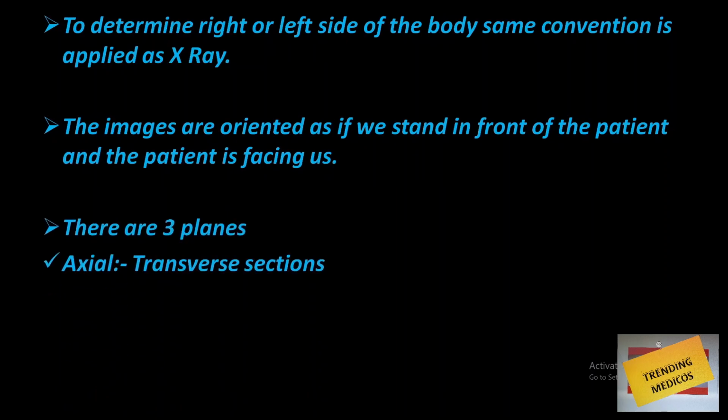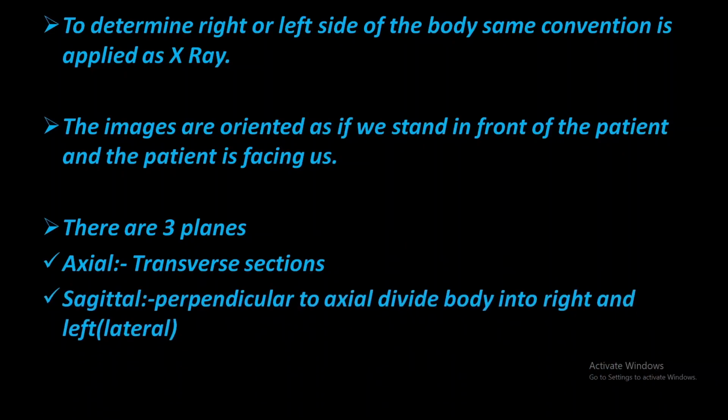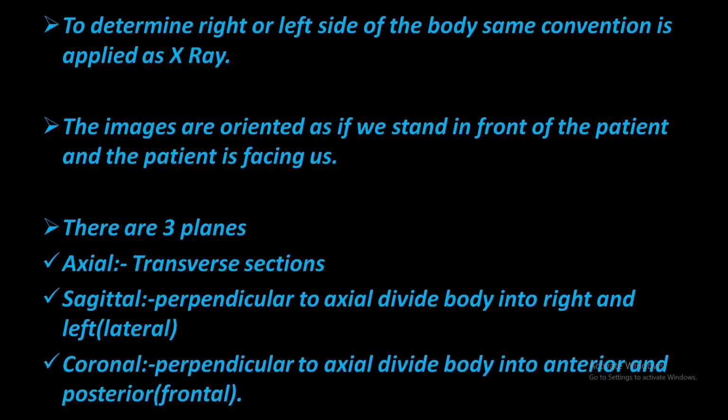There are three planes. Axial has transverse sections. The sagittal is perpendicular to the axial and divides the body into right and left halves. The other section is the coronal section, perpendicular to the axial plane, which divides the body into anterior and posterior halves.